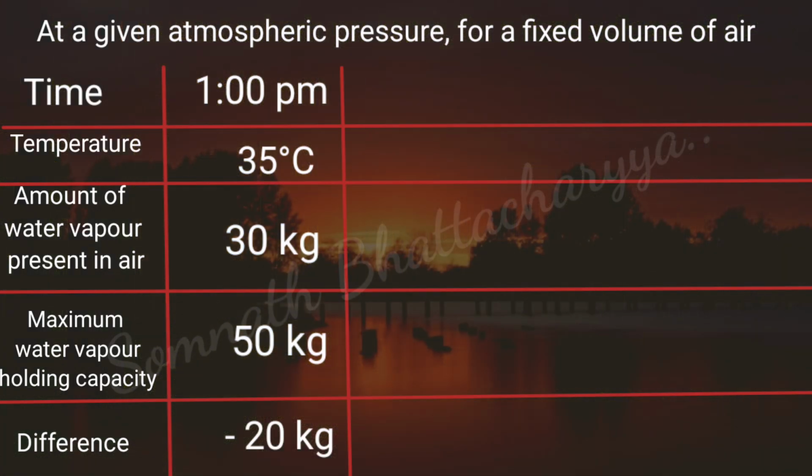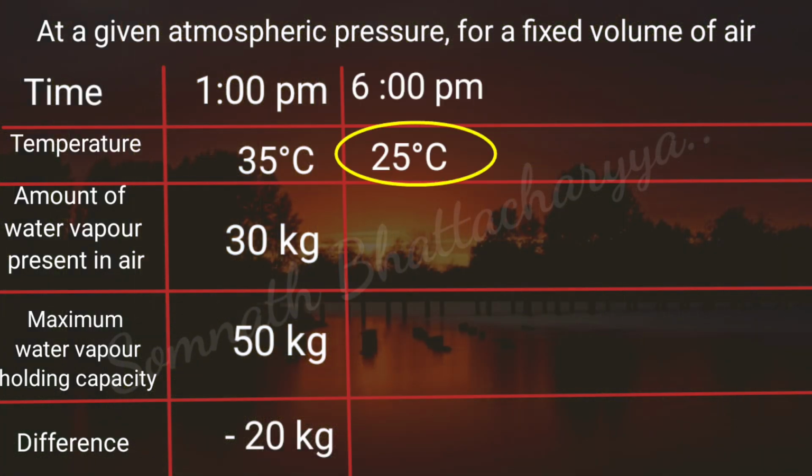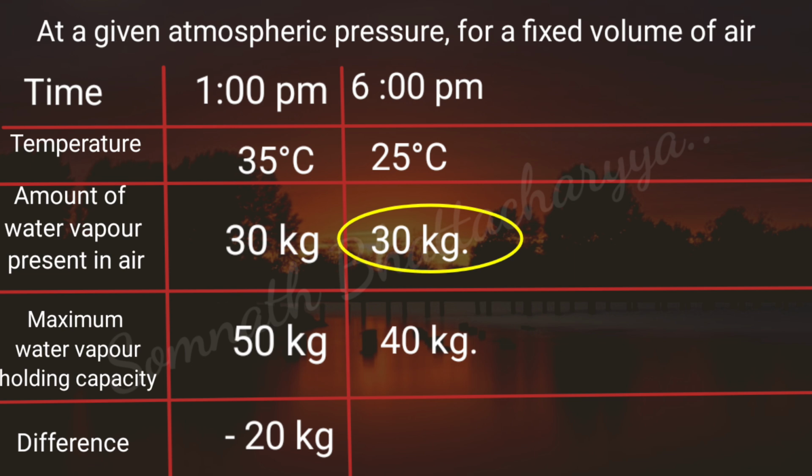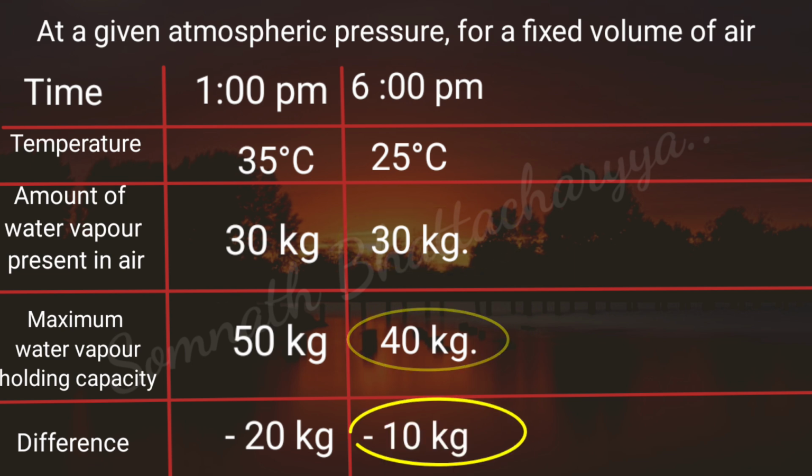What happens in the evening? As evening approaches, the temperature drops to 25 degrees Celsius. The amount of water vapor in the air remains the same, still 30 kilograms. But because the temperature has decreased, the air's capacity to hold water vapor also decreases. Now the maximum capacity becomes 40 kilograms. So, water vapor present equals 30 kilograms. Maximum capacity equals 40 kilograms. The air is still not saturated.